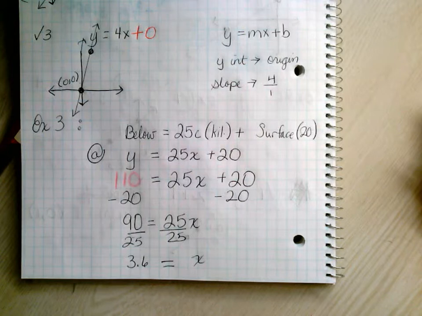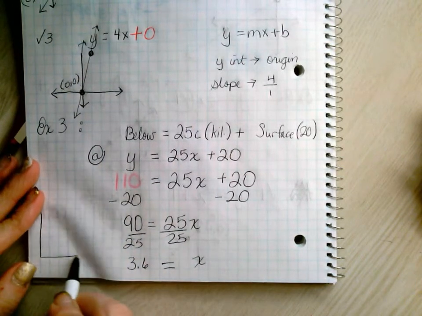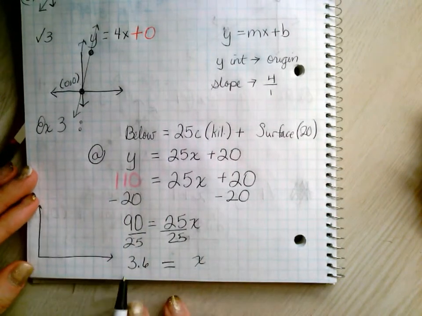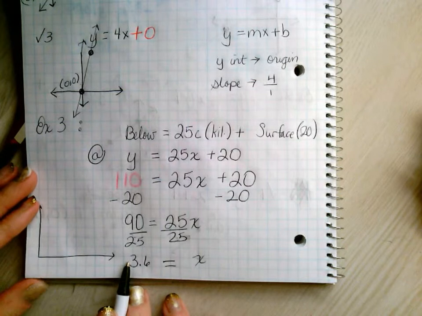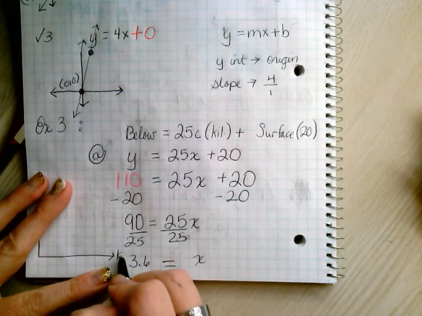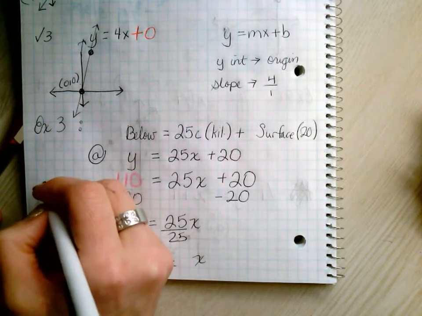Some of you might have a graphing calculator. I don't. There is such a thing. But if you wanted to graph this, you could. It would look something like this. I'm going to do my best to give you a little something. If x is 3.6, y is 110. So the x values are going to be in kilometers. The y values are going to be temperatures.